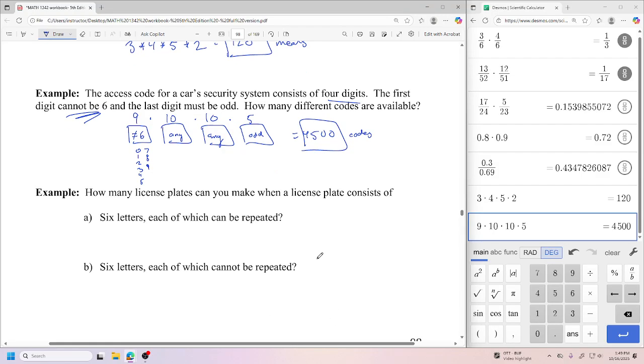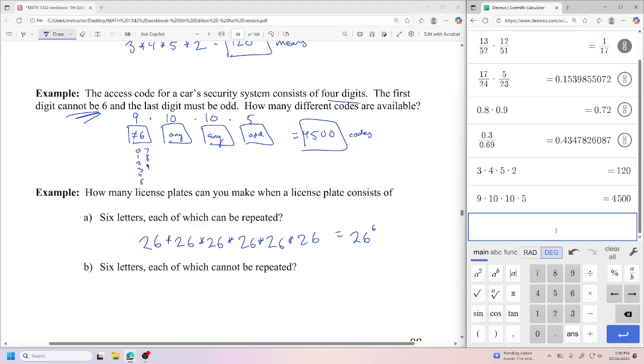All right. It says, how many license plates can you make? We got 6 letters that can be repeated. How many letters do we have? 26. So 26 for the first, 26 for the second, 26 for the third, 26 for the fourth, 26 for the fifth, 26 for the sixth. Oh my gosh. Is there a quicker way to do that? Power 6. You got it. That's a lot. There we go. Not too bad in the end.